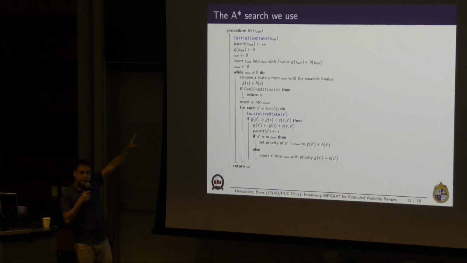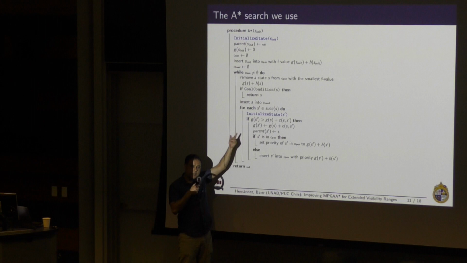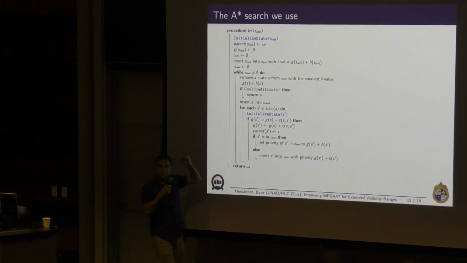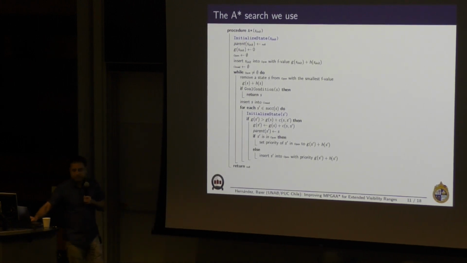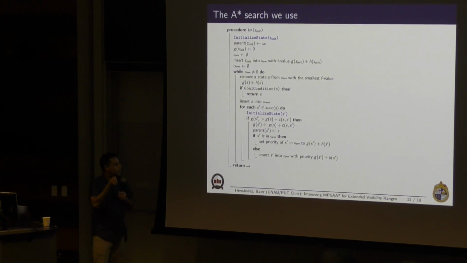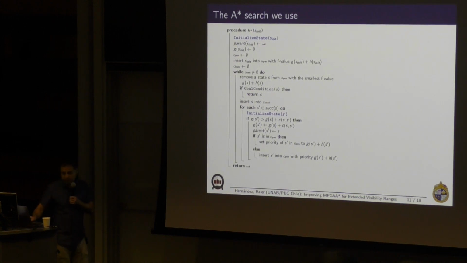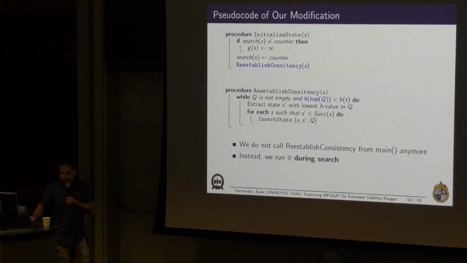For instance, this is A star, and this procedure is called in the initial state and in each generated state. In this manner, instead of eager updating, we use a lazy updating of the heuristic, and we update the heuristic only when we need to update it. This is one of the motivations here as well.